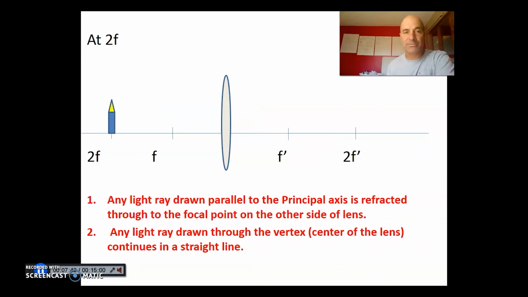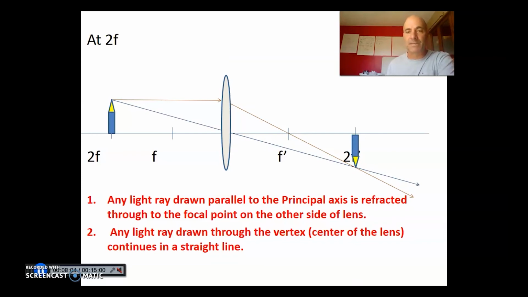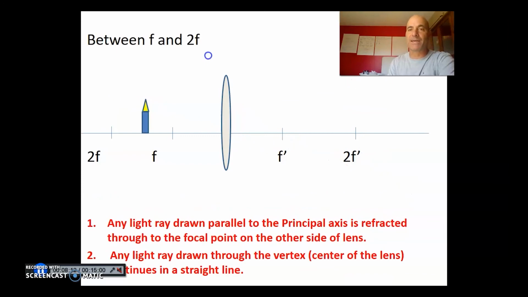Okay, at 2F. So here it is. We will see the exact same thing which we saw in the activity. It's going to be the same size. Parallel through F, and then right through the vertex. They all cross and meet right there. Okay, hopefully you've tried all of these already. Let's go ahead and take a look at the other one. Oh, real, inverted, same size.